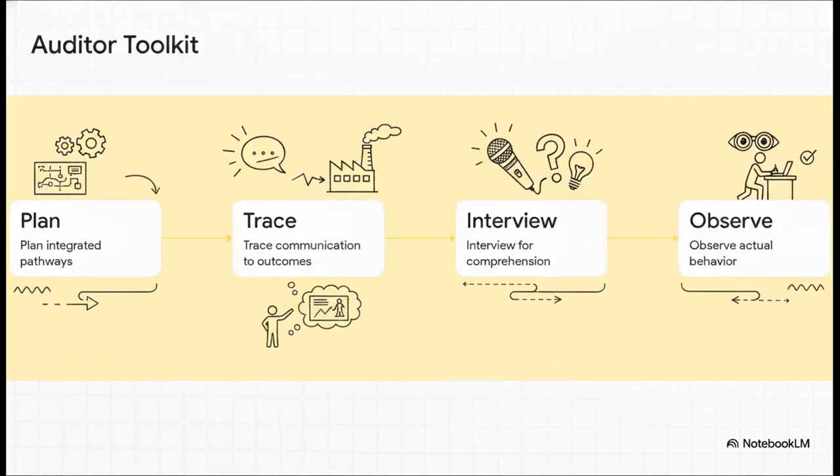So here's how that actually plays out in practice with the Auditor's Toolkit. Step 1. Plan integrated pathways. Please don't audit Clause 7.3 on Monday and 7.4 on Wednesday. You've got to audit them together. Step 2. Trace communication to outcomes. Follow a specific message all the way from the boardroom down to the factory floor.